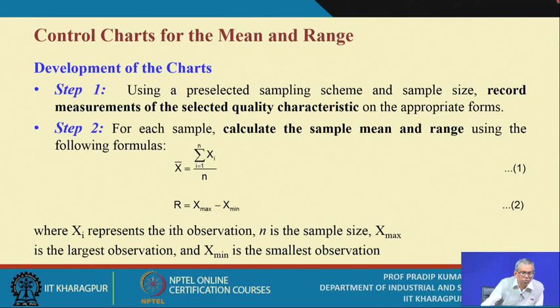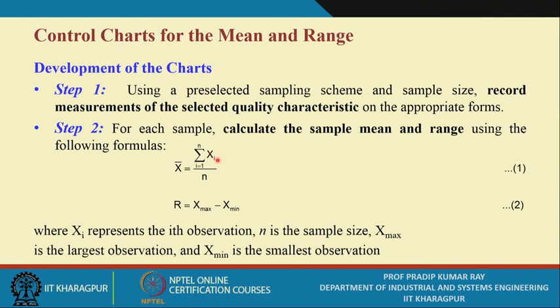So, what you have to do in step 1 is, using a pre-selected sampling scheme and a sample size, record measurements of the selected quality characteristic on the appropriate forms. Is it okay? So, this is step 1. In step 2, for each sample calculate the sample mean and the range using the following formulas. So, x bar you calculate.